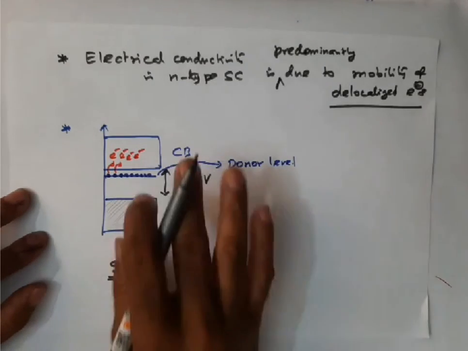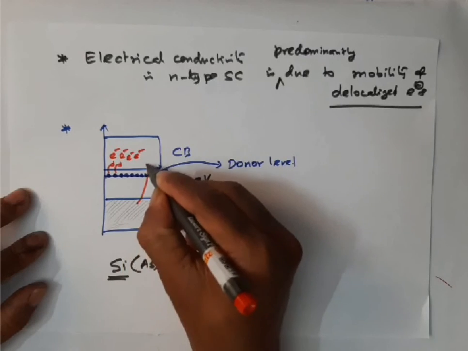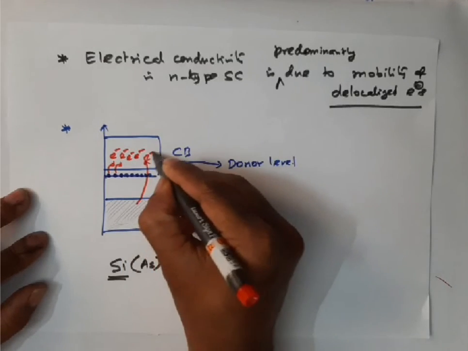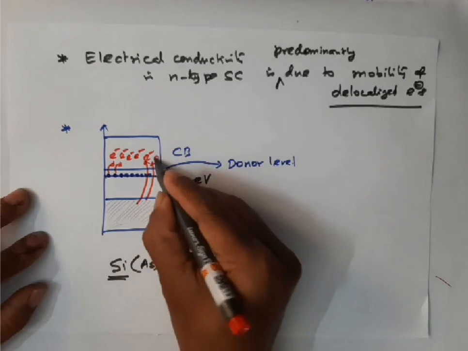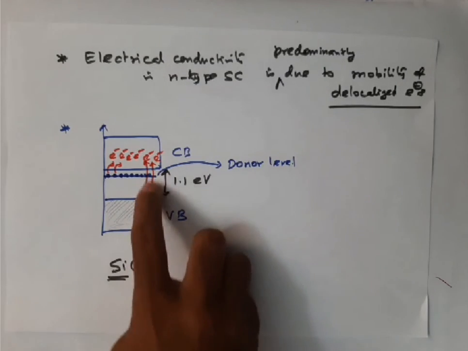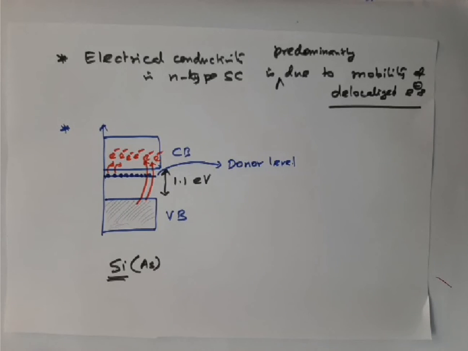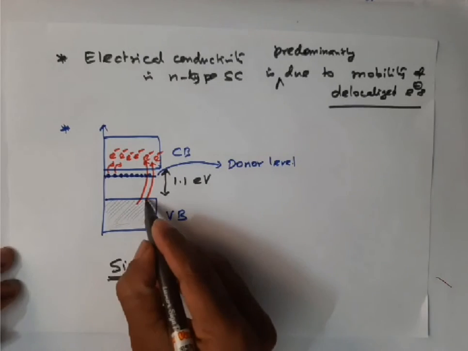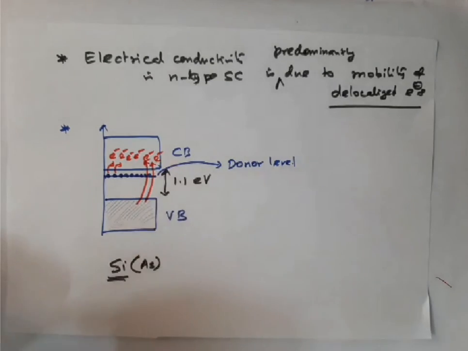And due to thermal energy also, electrons will go from the valence band to the conduction band. Students, observe carefully. Electrons are not only moving from the donor level, they are also moving from the valence band to the conduction band. This is due to thermal excitation. When electrons move from the valence band to the conduction band, it will create holes.